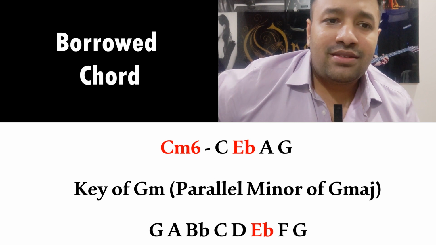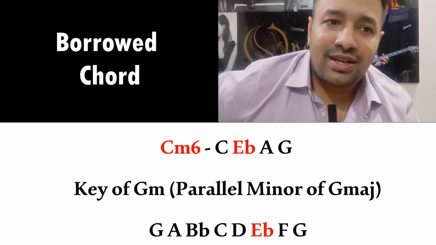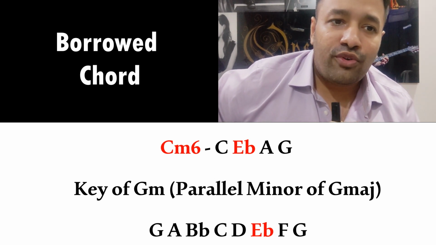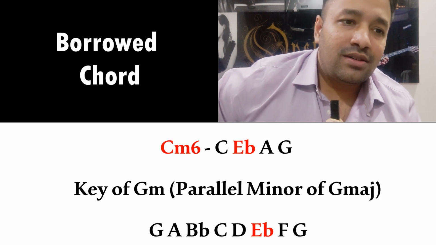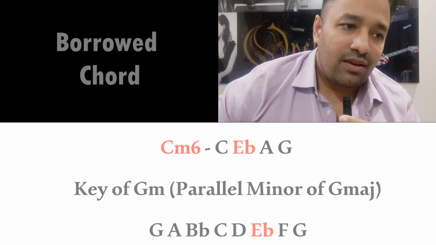So the C minor 6 chord, which has that E flat note, can be said to be a chord that is borrowed from the parallel minor, that is the G minor scale.